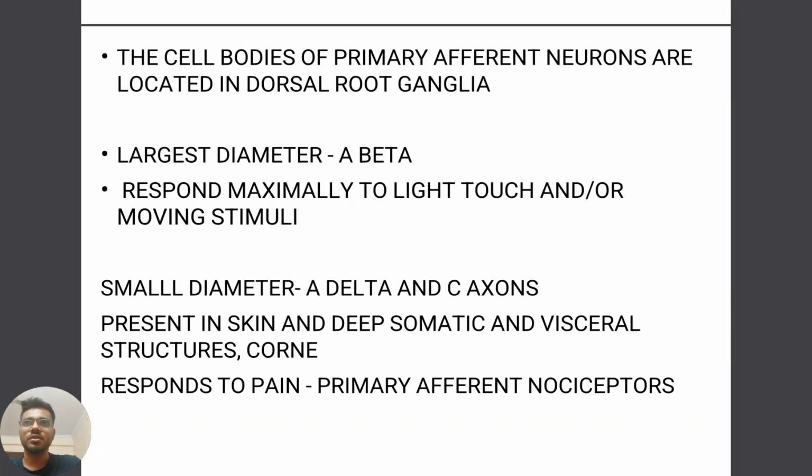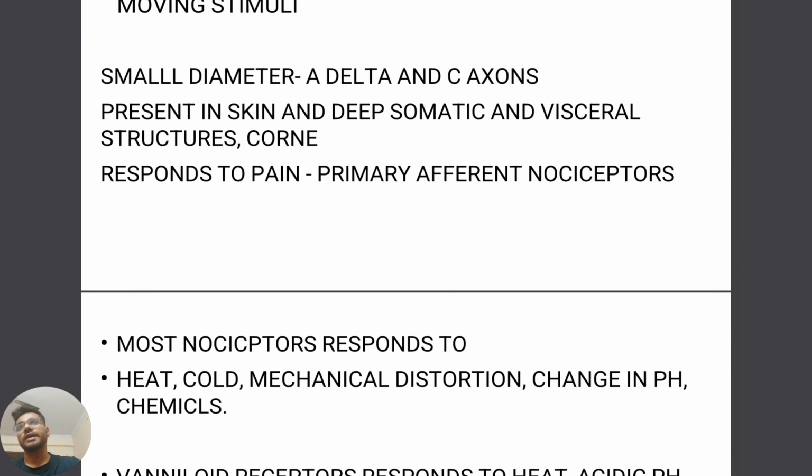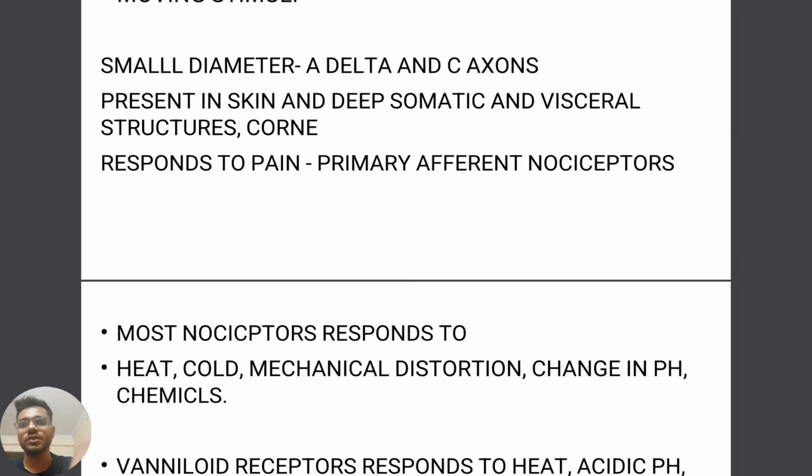The primary sensory afferents can be divided into many types, depending on their diameter and conduction velocity. The largest diameter is the A beta, and it has the fastest conduction velocity. It mainly responds to light touch and moving stimuli. The smallest diameters are the A delta and C fibers. They mainly respond to pain and are located in the skin, deep somatic and visceral structures and the cornea. A delta and C fibers are the primary afferent nociceptors.